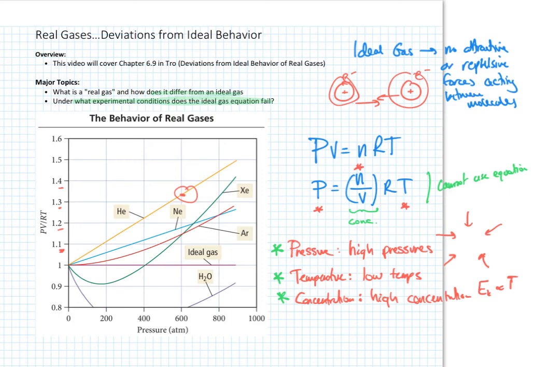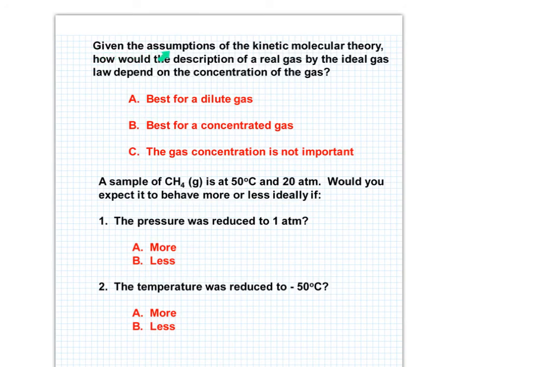So let's take a look, next slide, at just a couple of questions, and see if you can answer these yourself. All right, first question. Given the assumptions of the kinetic molecular theory, how would the description of a real gas by the ideal gas law depend on the concentration of the gas? So gas concentration is not important. We just said that was not true. Best for a concentrated gas? No, it's best for a dilute gas. The more dilute the gas, the more the real gas behaves like an ideal gas. So this is going to be best for a dilute gas.